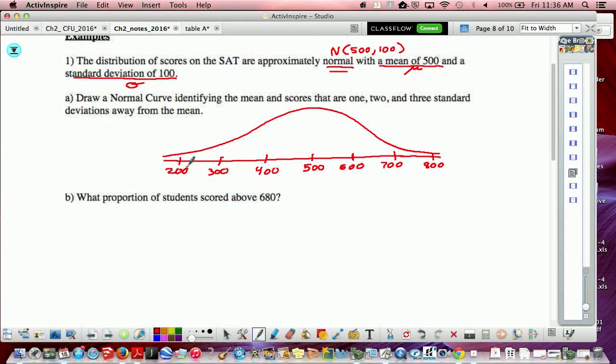What's nice about doing this part A piece, drawing a normal curve and labeling it, is it gives us a picture of what the distribution looks like. Almost 99.7% of my scores are going from 200 to 800. So almost my entire distribution has that as an interval for scores.